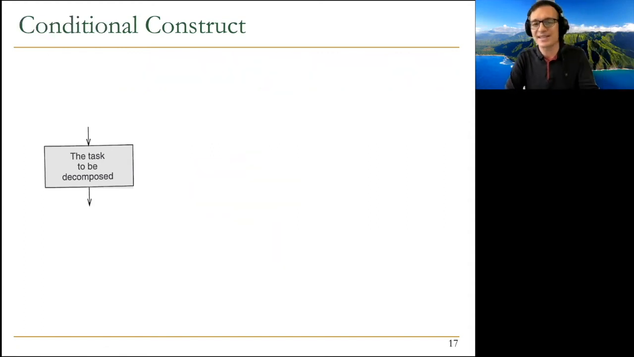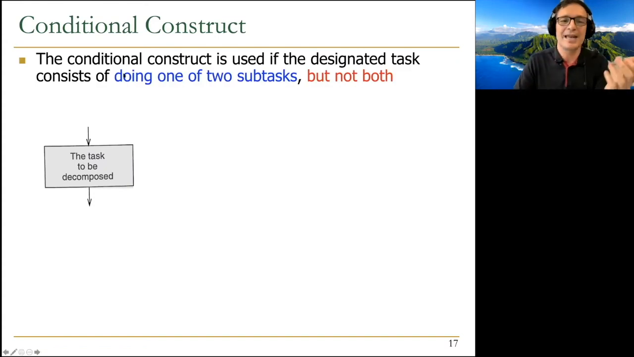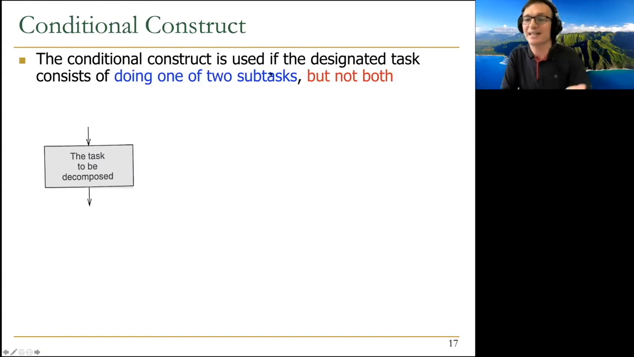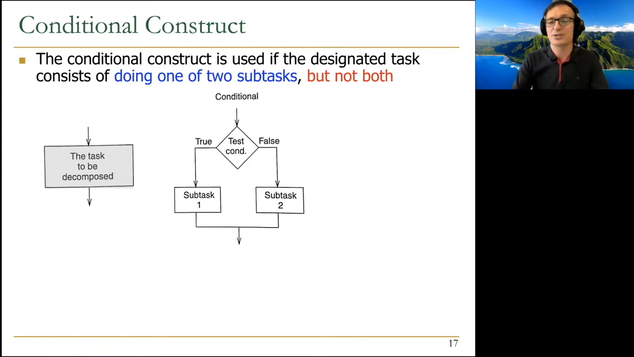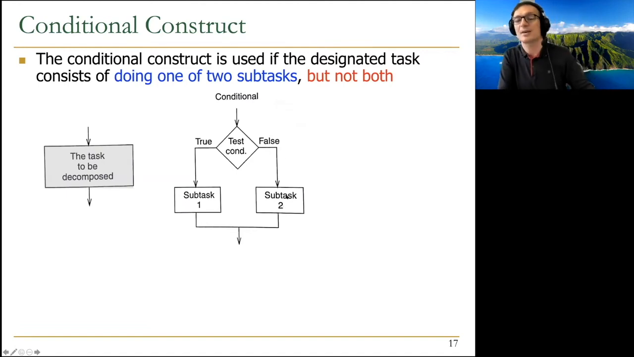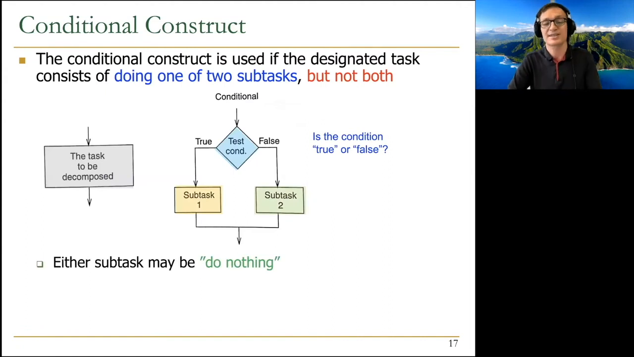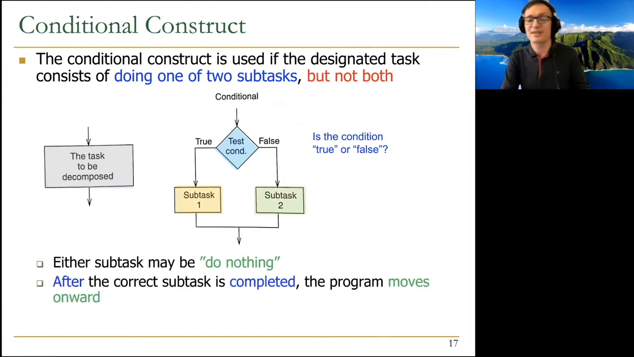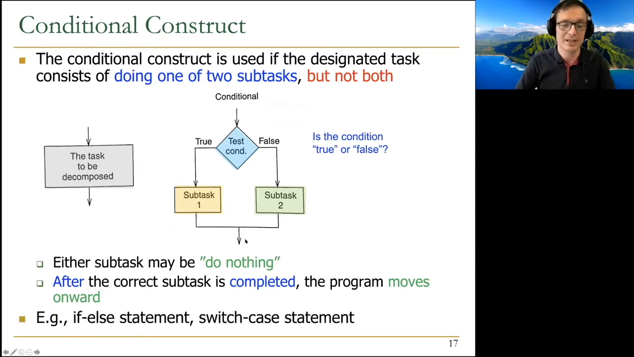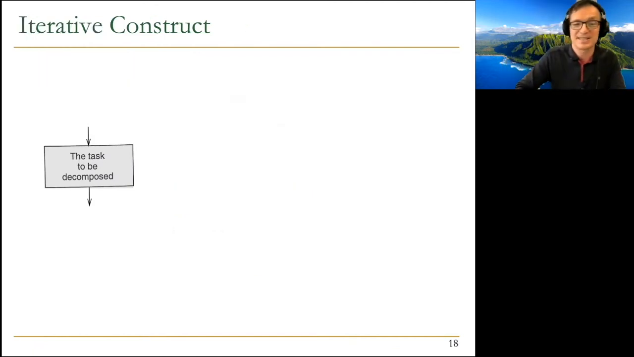Conditional construct is essentially enables you to do one of the subtasks, but not both. So it basically enables you to test a condition, and based on the condition, execute one task. And if the condition is not true, execute some other thing, right? And clearly, this is an if and else construct, right? Either subtask may do nothing. After the correct subtask is completed, the program moves onward, if you will. So you can implement if-else statements or switch case statements, as we have seen earlier. And Verilog also implements these, as you remember.